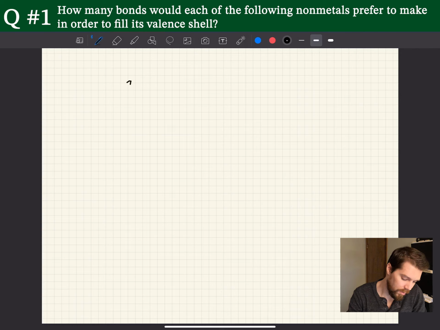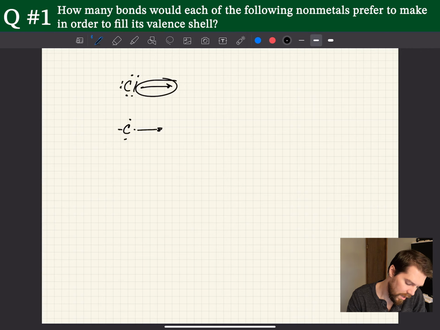Chlorine is in group 7, so it has 1, 2, 3, 4, 5, 6, 7 electrons around it already. If it needs to fill its valence shell, it shares 1 electron. So it would want to make 1 bond with something else, and that would fill its shell. Carbon is in group 4. It has 4 valence electrons, so it needs to share 4 times with something, anything, to fill that shell. So hopefully you're seeing a pattern here.